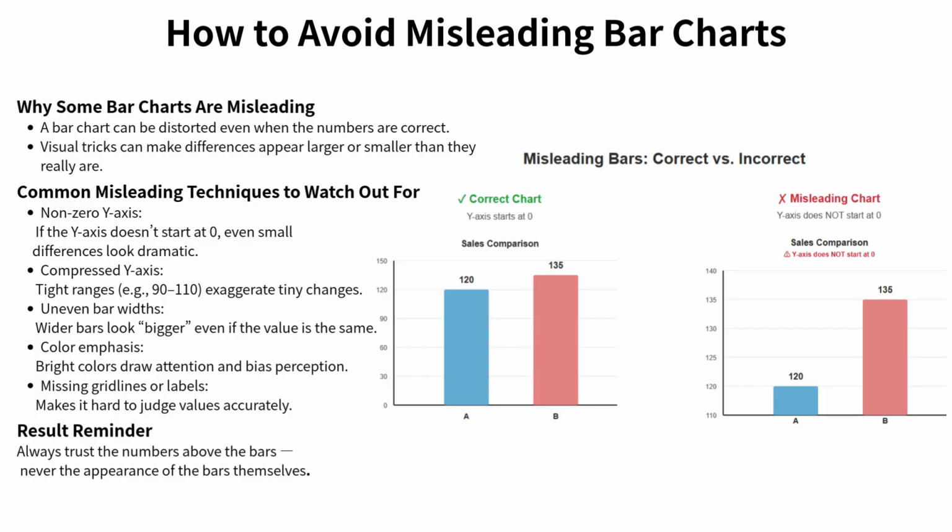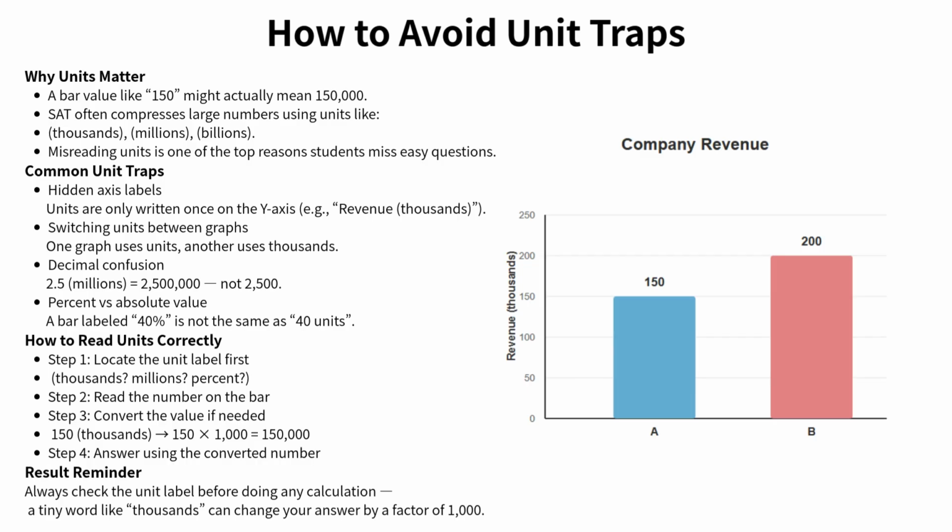Bar width can also influence perception. Wider bars can feel bigger, even when the values are identical. Color matters too. Bright or contrasting colors draw attention and subtly shift emphasis. And missing grid lines or labels make it harder to judge values accurately. So what's the rule? Trust the numbers above the bars, not the shape of the bars themselves. Because visual design can guide your eyes, but only numbers tell the truth.